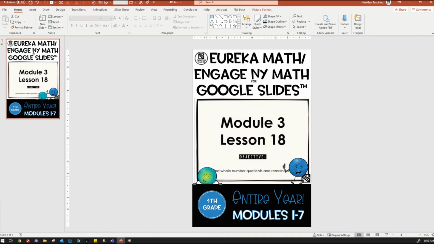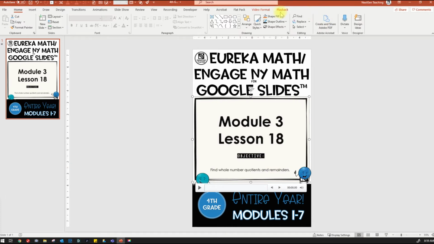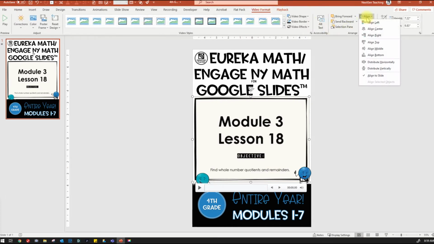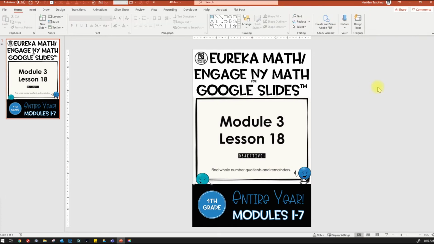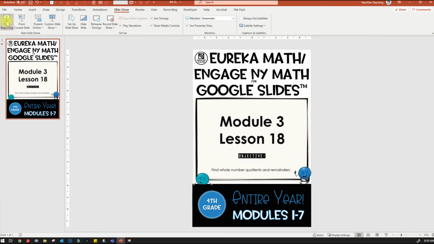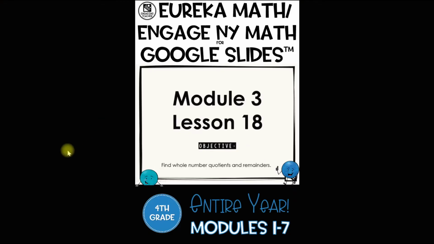I'd put them on the side like that, maybe a little bit smaller, so that they're not obstructing the view. Yeah, that looks good. And then let's align this to the center. Good. All right. Now we're going to go up to slideshow and view from beginning, and let's see what happens.